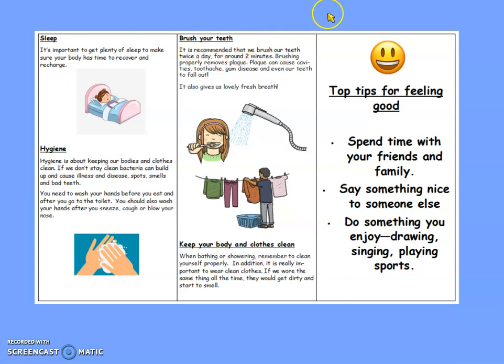Brush your teeth. It is recommended that we brush our teeth twice a day for around 2 minutes. Brushing properly removes plaque. Plaque can cause cavities, toothache, gum disease, and even our teeth to fall out. It also gives us lovely fresh breath.